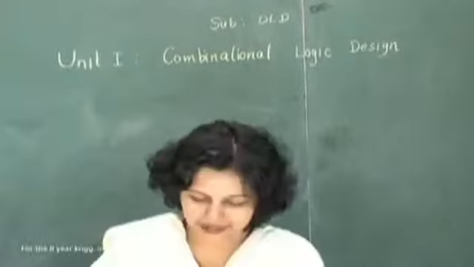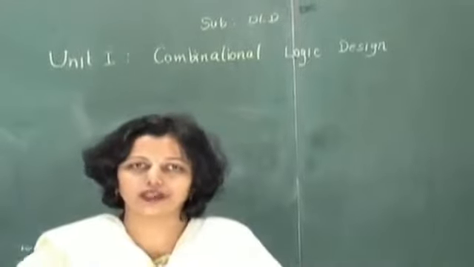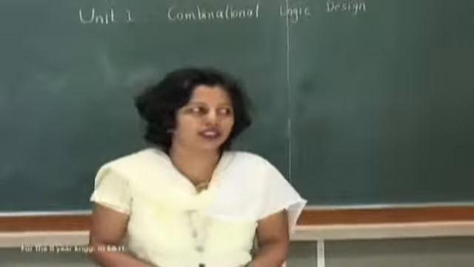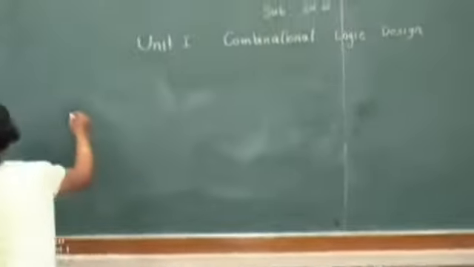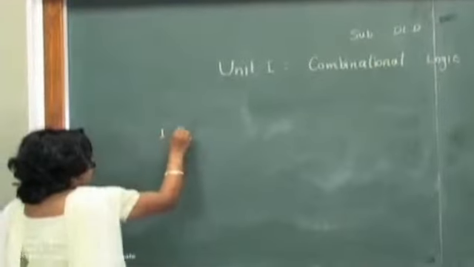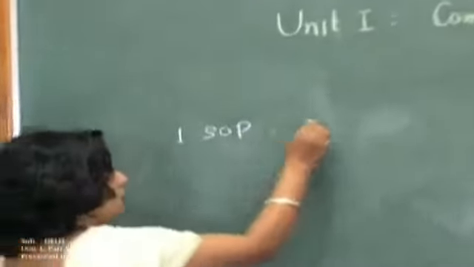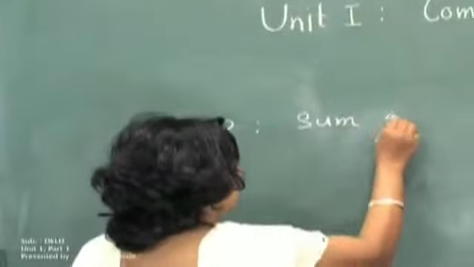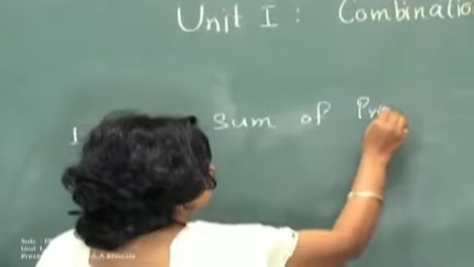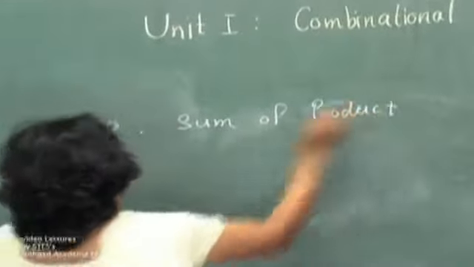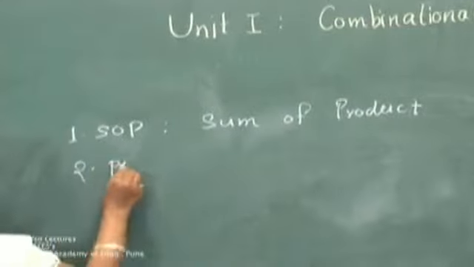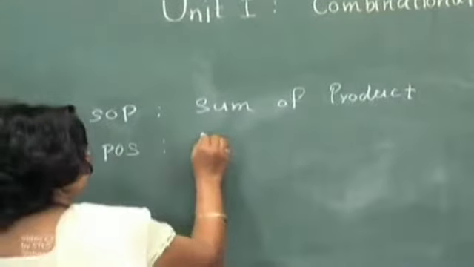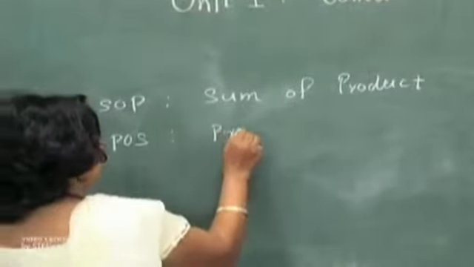Let us start with the basic concepts of combinational logic design. The first one is the SOP form. SOP is the sum of product. The second is product of sum, that is the POS form. I'll explain this with an example.